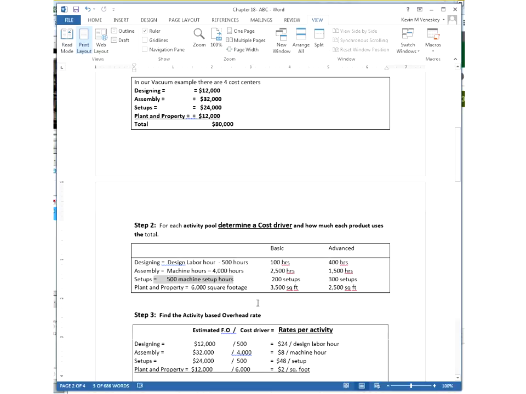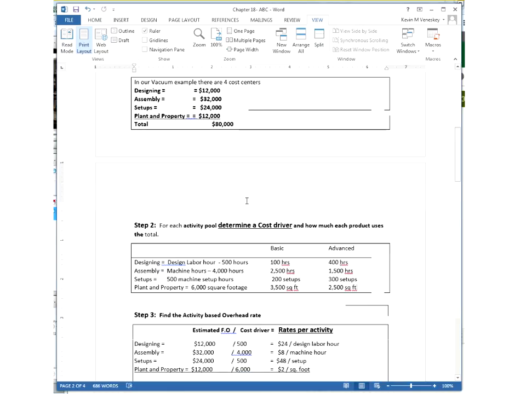Setups, each time we have to change something, that's considered a machine setup. There were 500 changes for the entire month or year, whatever it is, and we split those up. And then property and plant, we're going to divide up all the expenses, the other type of items that go along with the property and plant, like utilities and property taxes, by square footage that these two vacuums make. So the basic requires 3,500 square feet, and the advanced 2,500 out of the total 6,000.